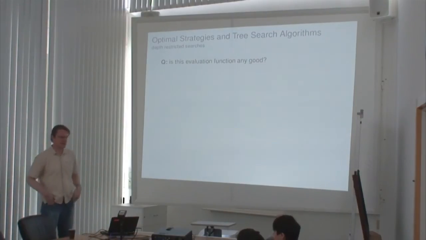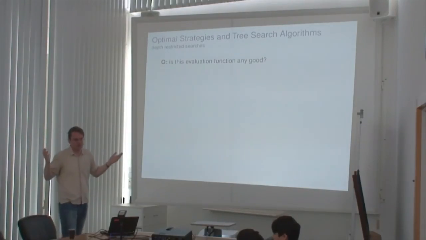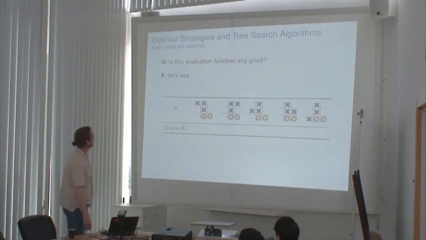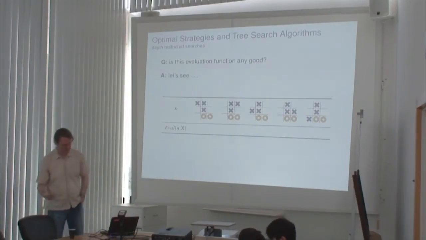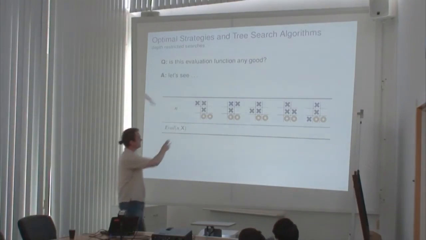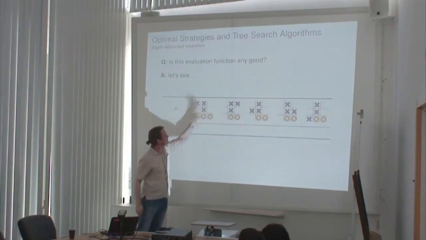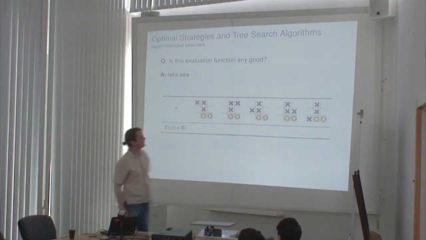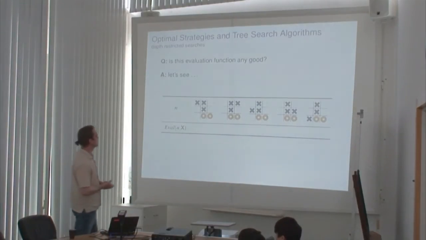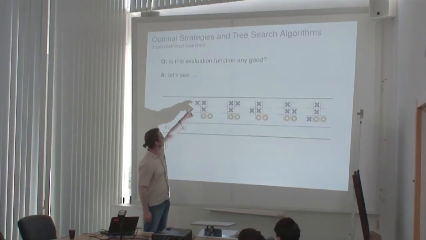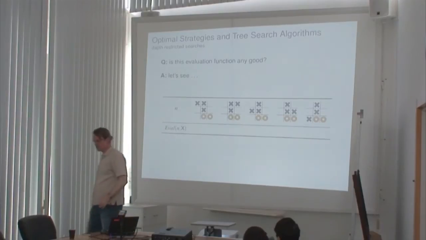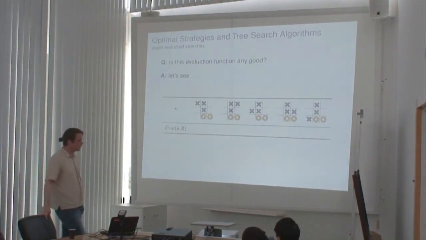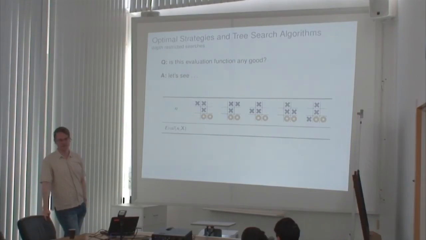Is this a good evaluation function? After all, I just sort of made it up. Where does it come from? Let's see. Here we have 5 possible states. Player Cross is about to evaluate these 5 states. There are basically 5 fields left. Let's assume this has been achieved so far, 2 crosses, 2 noughts, and now Player Cross is evaluating what happens if I put a cross here, what happens if I put a cross there, there, there. Which of these states is the one that Cross has to go for in this case?